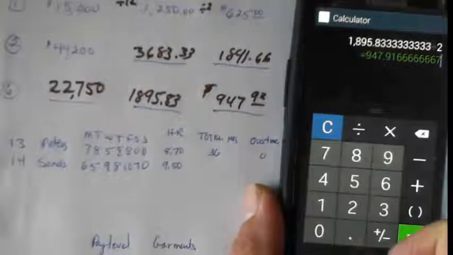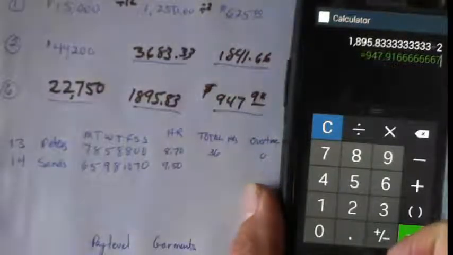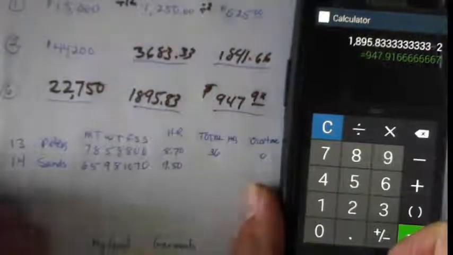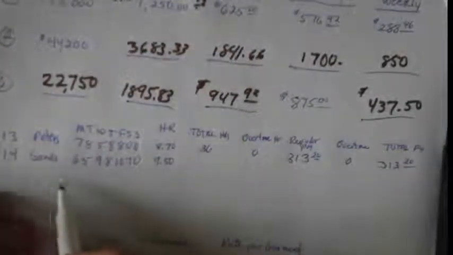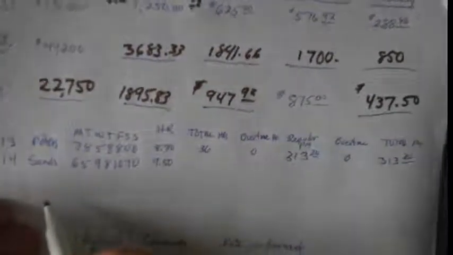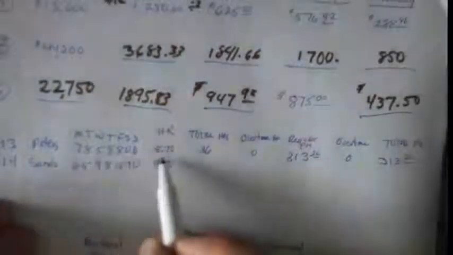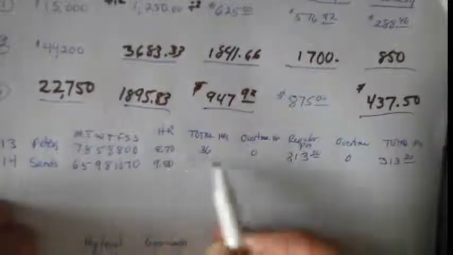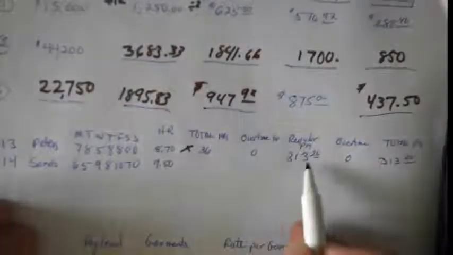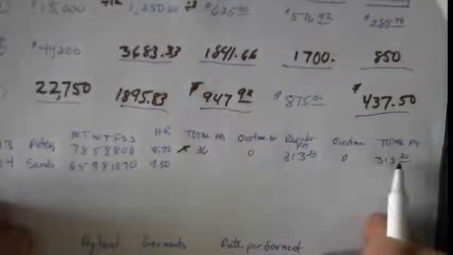Okay? The next section is talking about how to compute overtime pay. So 13 and 14, I use those examples out of the text there. Total up the number of hours, 36, times your hourly rate. It's just a multiplication problem, and you get your regular pay.